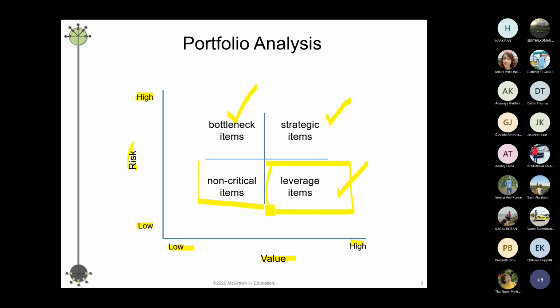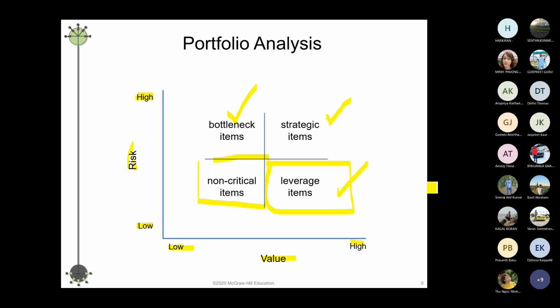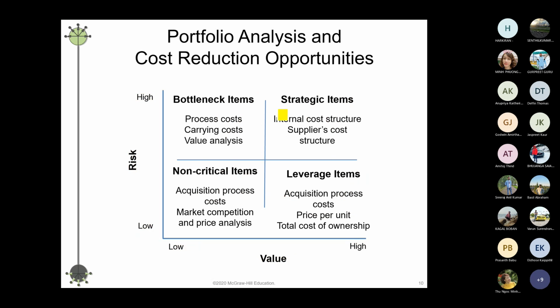And finally, non-critical items, where both value and risk are low. Based on whether your product is strategic, bottleneck, leverage, or non-critical, you will take different strategies to manage the cost. So if the product is in this category, what is the important issue?